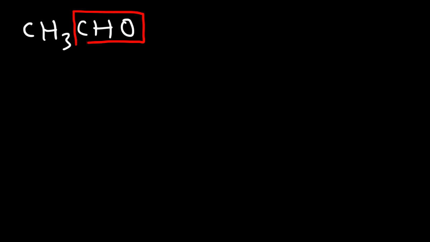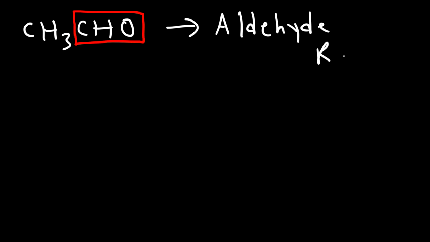Now let's move on to our next example. Let's draw the Lewis structure of CH3CHO. Anytime you see CHO rather than OH, OH is typically associated with an alcohol. But CHO, when you see that, you have an aldehyde. This is very specific for an aldehyde.